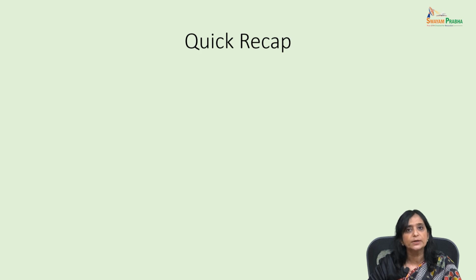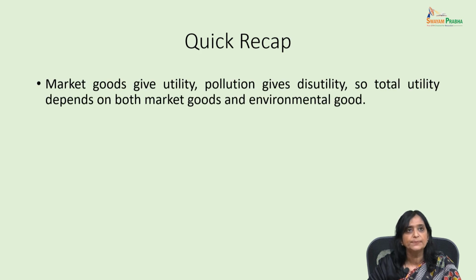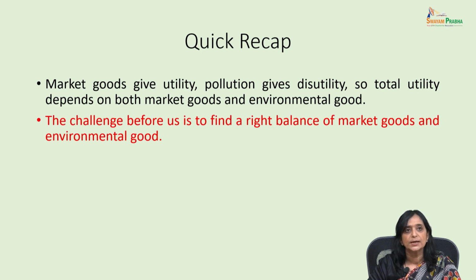So let us do a quick recap of whatever we have done today. We have said that market goods give utility, and pollution or the environmental goods, or those goods which damage the environment, give disutility. So the total utility in the society will depend on both the goods, market goods and environmental goods. The challenge before us, however, is to derive the right balance: how much of market goods should be produced and how much of environmental goods should be produced.